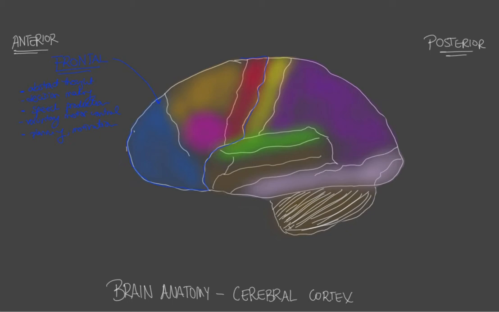The next lobe that we're going to be looking at is the temporal lobe. So what are some overall functions of this lobe? This lobe is pretty much important because this is where hearing, smell, language comprehension occurs, as well as some visual and auditory memory.